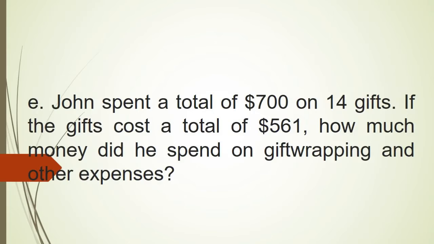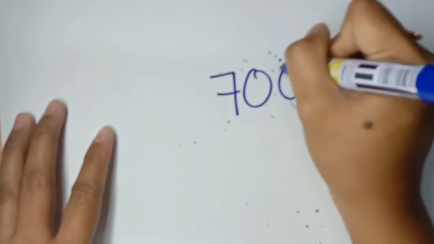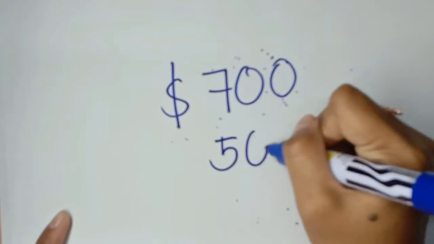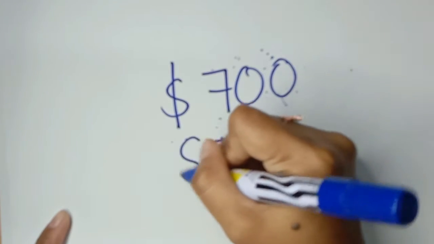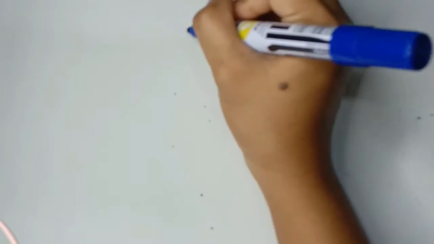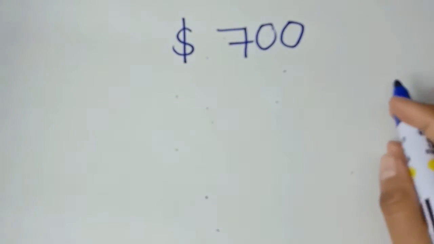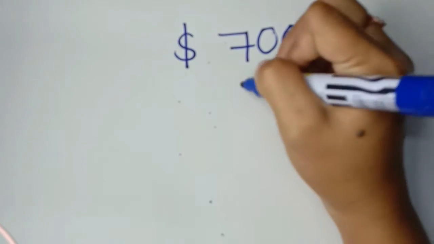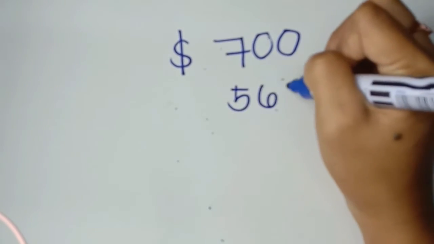And lastly, letter E. John spent a total of $700 on 14 gifts. If the gifts cost a total of $561, how much money did he spend on gift wrapping and other expenses? So let's subtract $561, the cost of the gifts, from the $700 he spent on the 14 gifts.